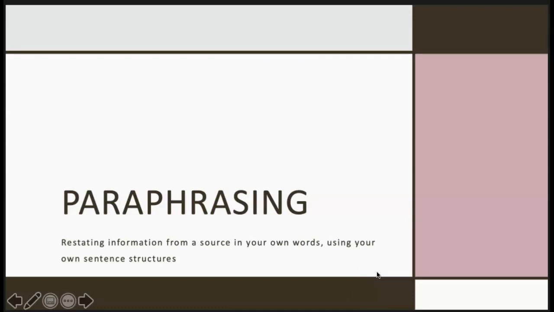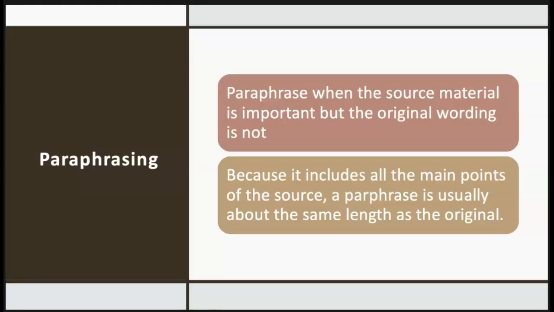Paraphrasing. Restating information from a source in your own words is what we call paraphrasing. But you have to also use your own sentence structure. You cannot be copying the organization or the sentence structure of that source. If you are truly paraphrasing, you are putting it into your own words and your own sentence structure. Paraphrase when the source material is important, but that original wording is not. Because it includes all the main points of the source, a paraphrase is usually about the same length as the original. Whereas, remember, we said that summary is going to be shorter. Paraphrase is about the same size as the information from the original source.